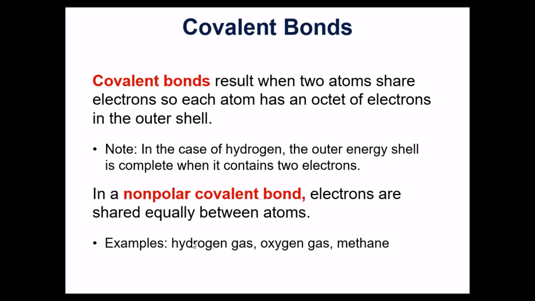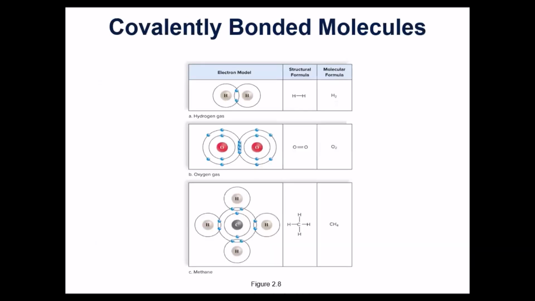In other words, when you have 2 atoms, this would be called diatomic. When you have 2 atoms of hydrogen that come together, they share all the electrons equally. Oxygen does the same thing, and that forms nonpolar covalent bonds. It's kind of hard to see here in the video, but look sometime at figure 2.8, which shows you this. It's almost like just perfect sharing.